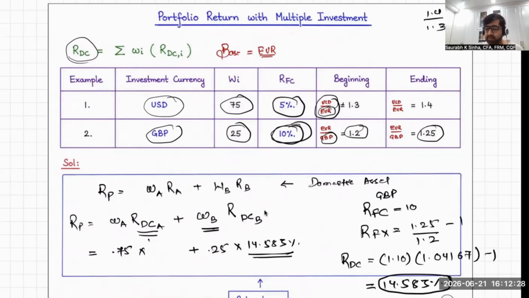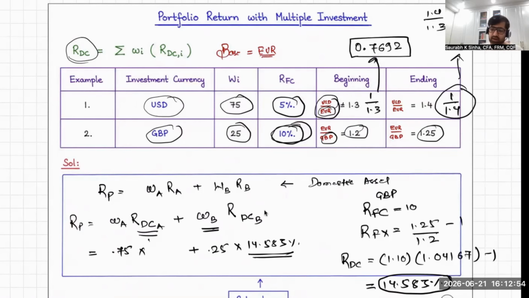So let's take the reciprocal, which is 1.13, and this is 1.14. 1 upon 1.13 is giving me a value of 0.7692. Take the value till 4 decimal places, and 1 upon 1.4 is 0.7143. So this is in the quotation of EUR upon USD. So it is saying 1 USD earlier had a value of 0.7692. Now it has a value of 0.7143.